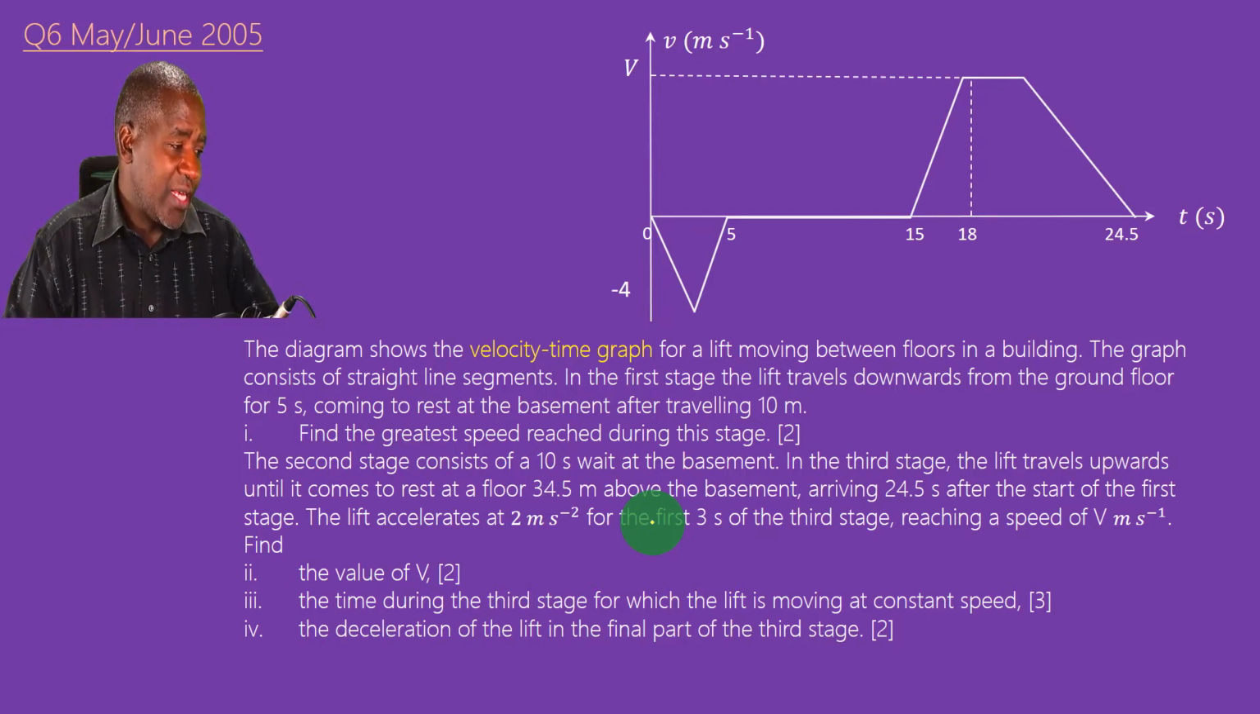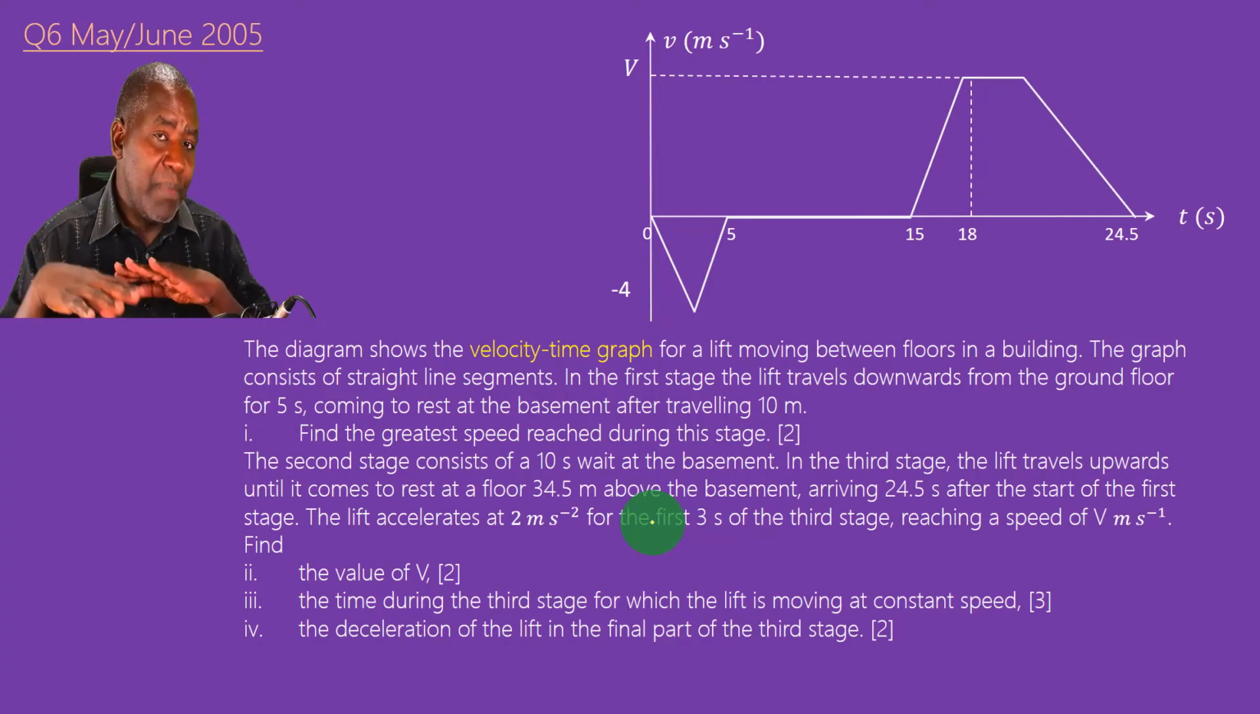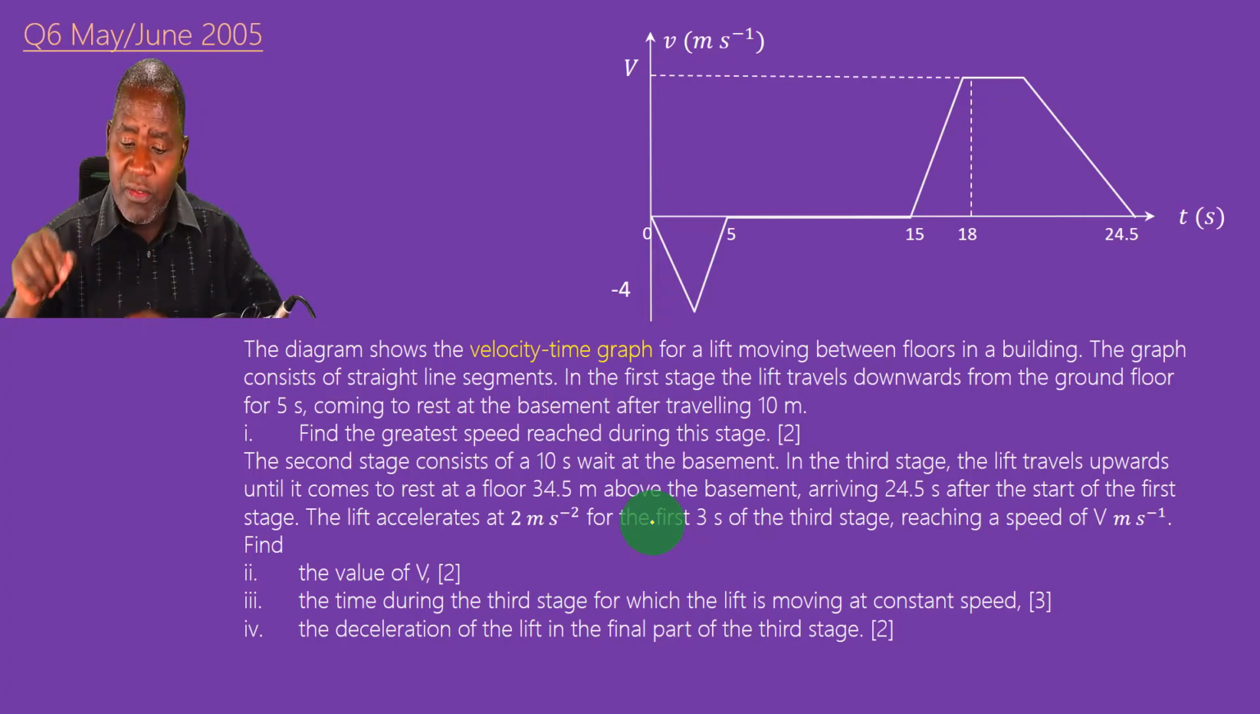In this question, we are told that the diagram shows the velocity time graph for a lift moving between floors in a building. The graph consists of straight line segments. In the first stage, the lift travels downwards from the ground floor for 5 seconds. So that 5 seconds is when it is moving downwards. And you can see actually the displacement is negative because the displacement is being measured from the ground floor. So when it moves below the ground floor into the basement, then the displacement becomes negative. Coming to rest at the basement after traveling 10 meters, that one is a displacement.